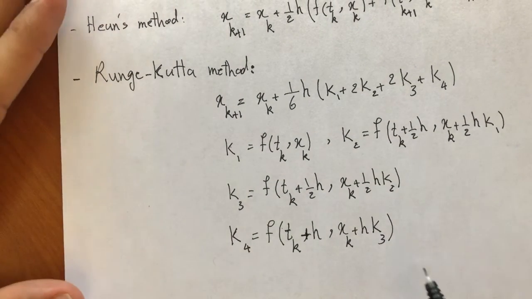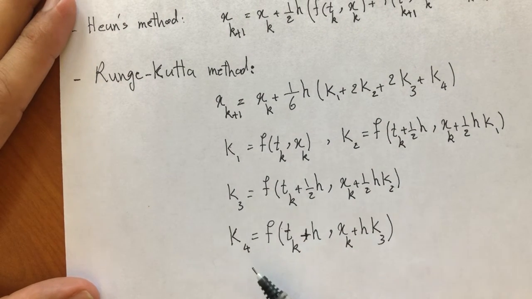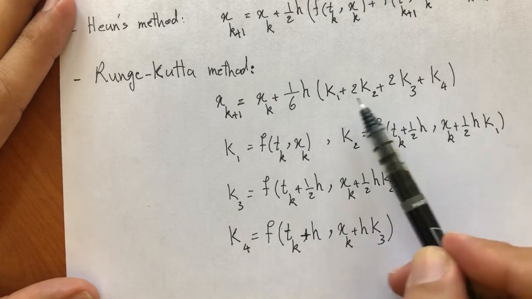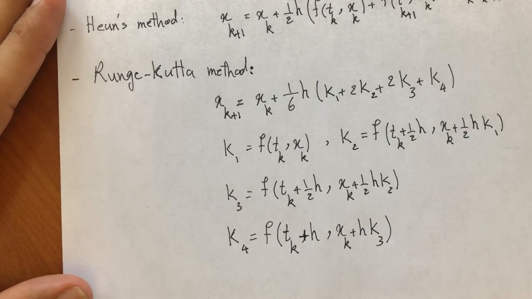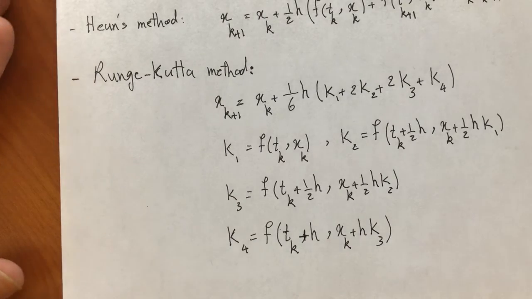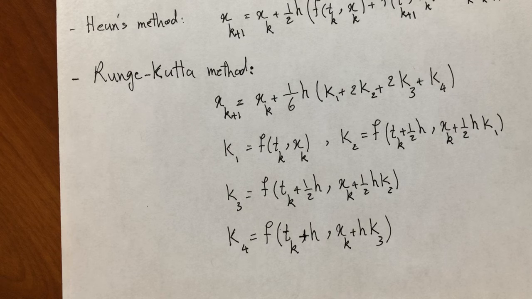So at any time iteration, I need to calculate K1, K2, K3, and K4, and then plug them back into this equation to find x in the next iteration. There are different versions of the Runge-Kutta method, and this is one of them. And each one is appropriate for some specific type of equations. But in general, it's a very powerful and efficient method to solve ordinary differential equations.